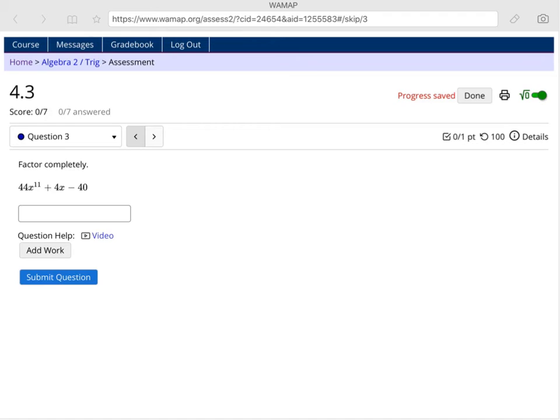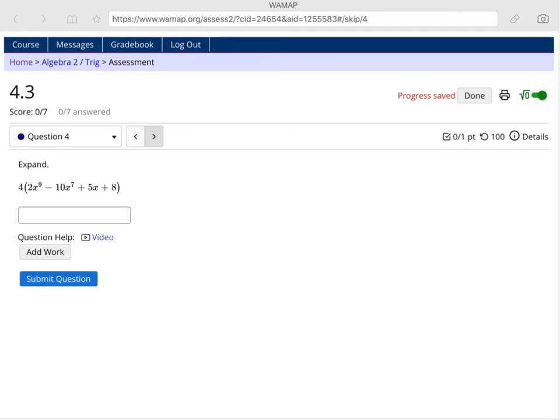So since I can pull out a 4, I'm going to start by writing a 4, and then I start my parentheses. Everything inside the parentheses is exactly what I had in the original problem, except divided by 4. So I'm going to get 11x to the 11th plus, well, 4x divided by 4 would be 1x, but I don't really need to write 1x. I can just write that as x. And then minus 40 divided by 4 is 10. And so that is now factored. That would be your final answer that you'd put in and submit.